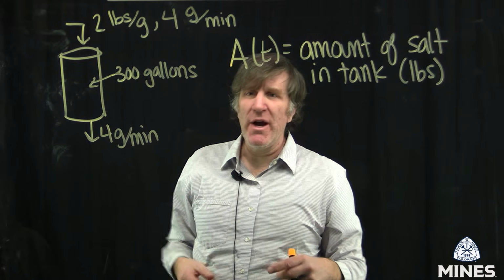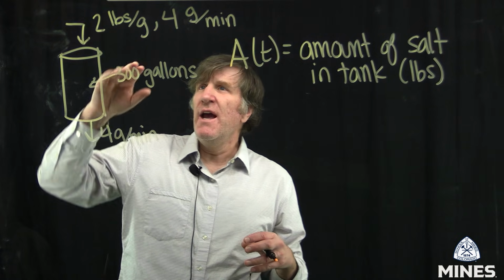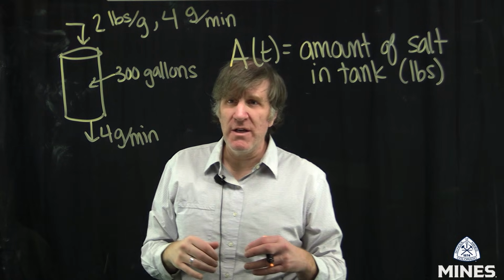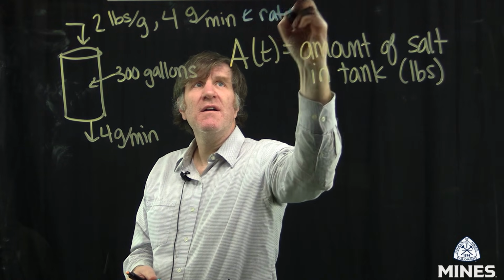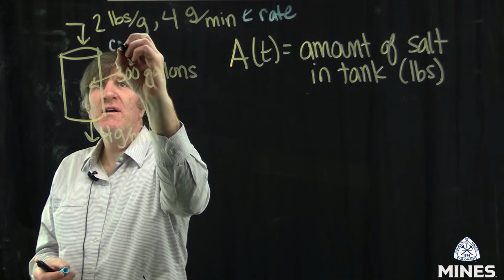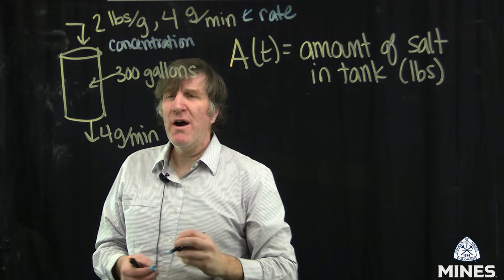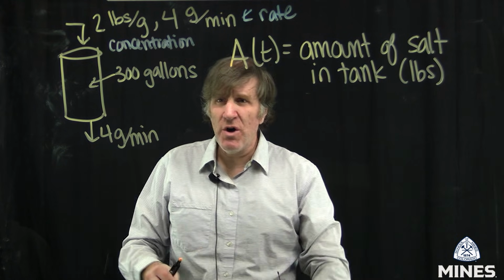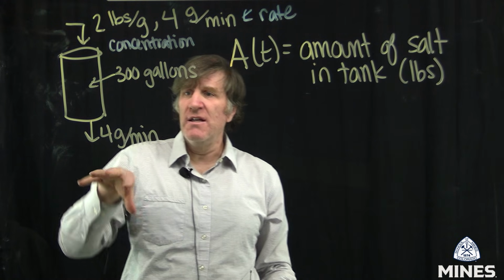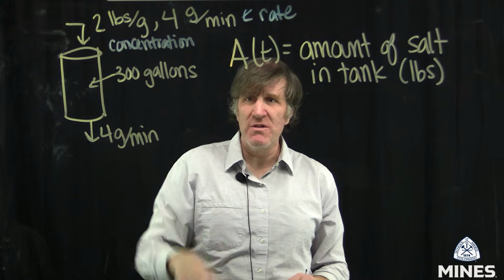It mixes brine instantaneously. As soon as salt goes into it, we're assuming it gets well mixed very quickly. And we are pouring salt water, or brine, into this tank at 4 gallons per minute. That's a rate. And the brine that we're pouring in there has a concentration of 2 pounds per gallon. That's how much salt is mixed into this brine. The tank overall is 300 gallons, and we are draining it after mixing it at a rate of 4 gallons per minute. So this is also a rate.